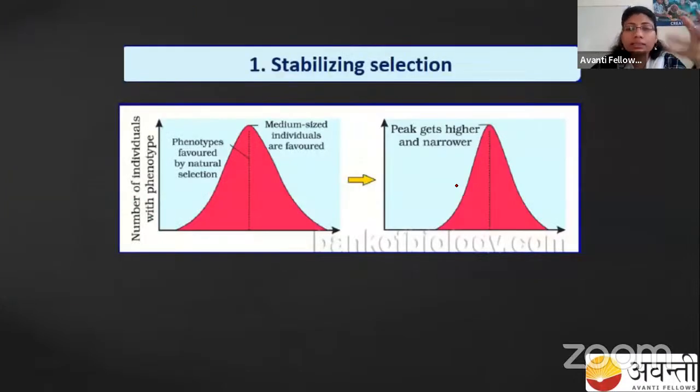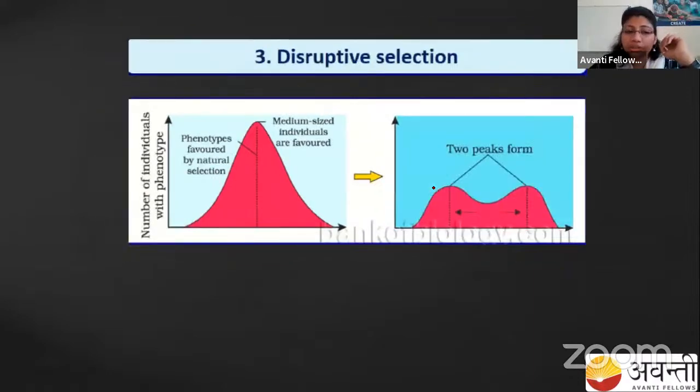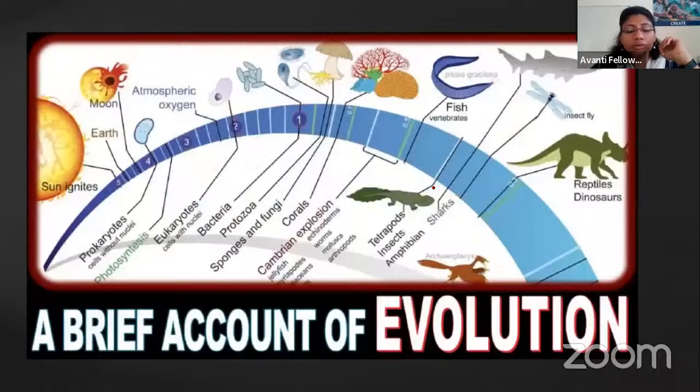Then there is stabilizing selection. So if the population is not changing or it is not having any variation, then there is no shifting in the peak of our population, or the individual's phenotype.